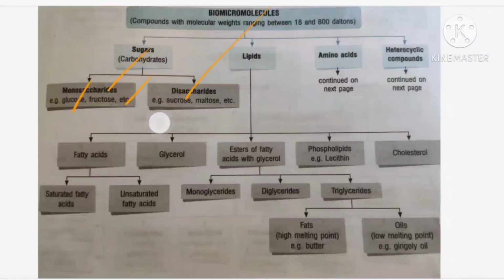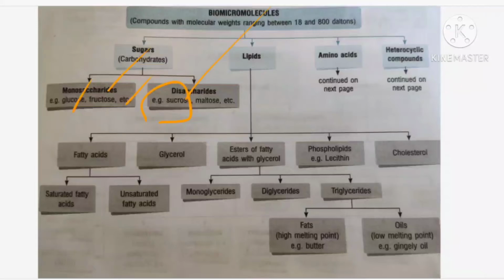Among disaccharides, there is sucrose. You know what sucrose is? It is the sugar we get from sugar cane and use in our kitchen. Sucrose is made up of two sugar units, and it can be broken down into monosaccharides. And maltose is malt sugar. This malt sugar is also made up of two sugar units, which can be broken down into monosaccharides.